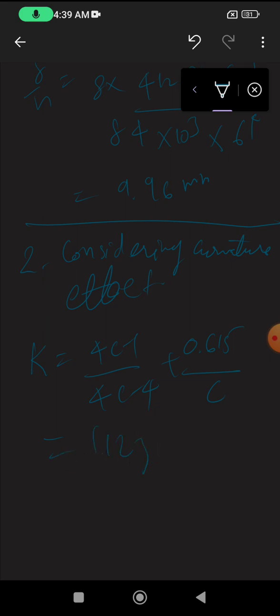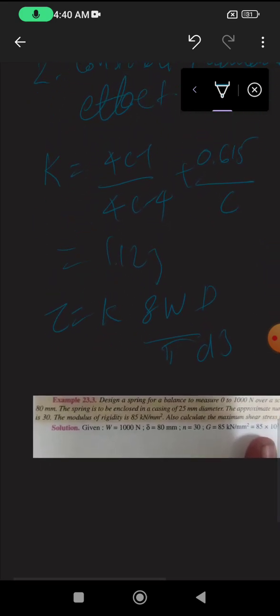So there we got 1.043, and so we'll use also the maximum shear stress induced in the wire tau will be equal to same K into 8WD divided by pi d cube. So the formula is same, just K we have changed here. There we used Ks and here K, so K will just change. So same procedure we will follow.